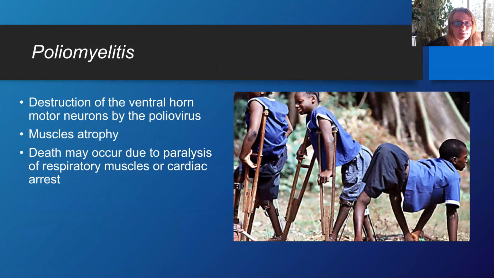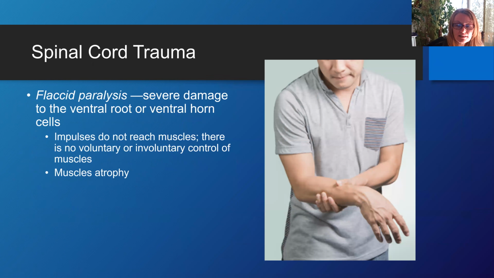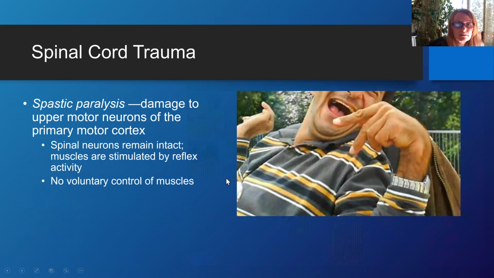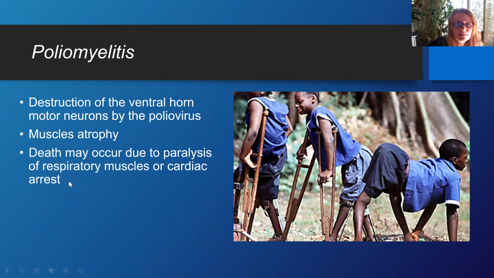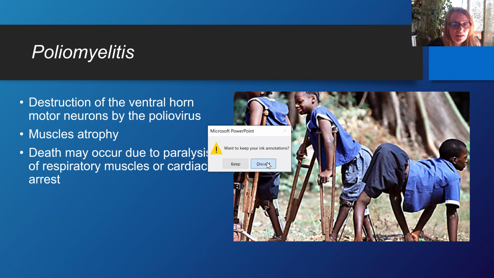That's our transection. And poliomyelitis is an infectious disease caused by a virus. What it does is destruction of the ventral horn motor neurons and cause muscle atrophy. Because remember, if we are in the ventral horn, we don't have any activation. This is our flaccid paralysis over here. And that goes to muscle atrophy, and death may occur due to paralysis of respiratory muscles or cardiac arrest.